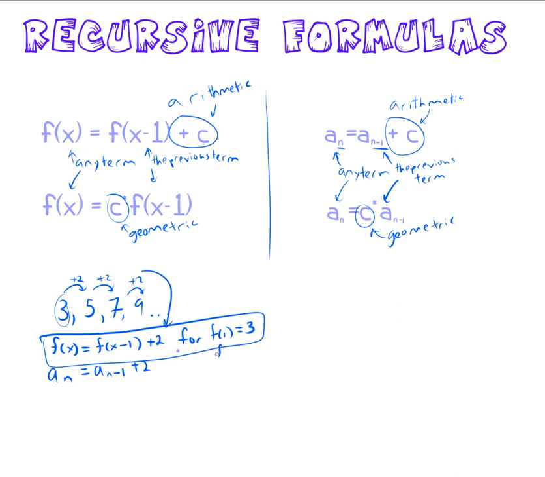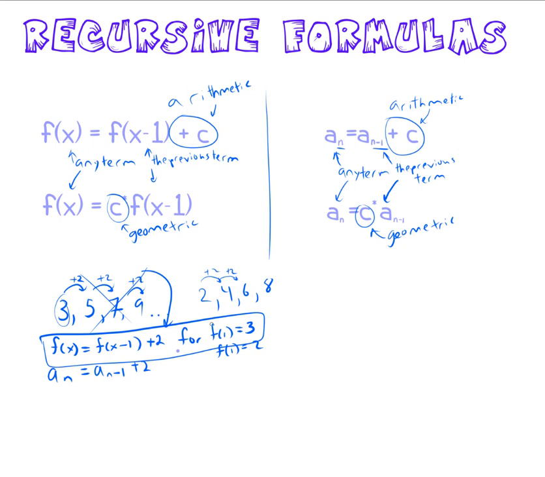But let's say my first term instead was, let's say f of 1 was in fact 2. Well, then my whole thing shifts. Instead of being this, it would instead be this: 2, 4, 6, and 8, right? I'm still adding 2 each time. But notice the whole thing's been shifted down 1 because I started my first term at 2 instead of 3.